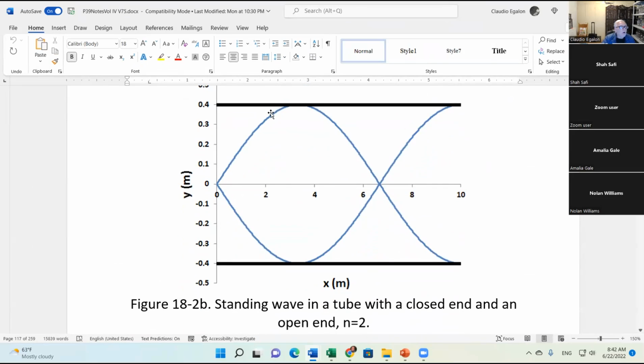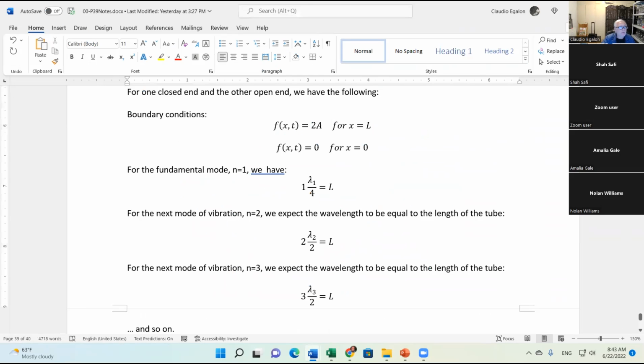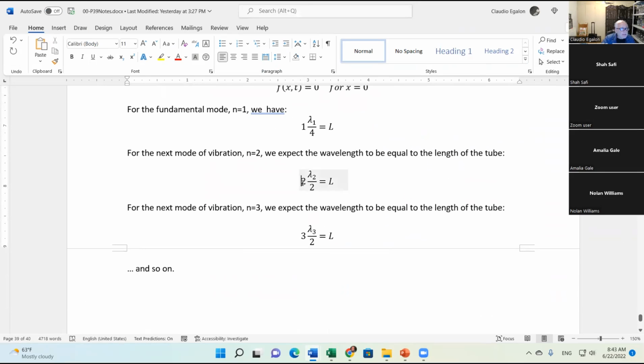Okay, so 1/4 of a wavelength, 2/4 of a wavelength, 3/4 of a wavelength is equal to L. That's how you count. You make the drawings, make sure that you have a maximum amplitude at the open end, make sure you have a node here at the closed end, and then fit your wavelengths accordingly. So we have 3/4 of a wavelength equal to L. That would be the next one.